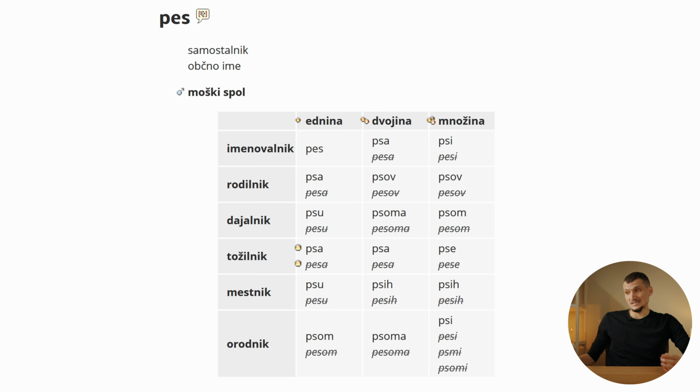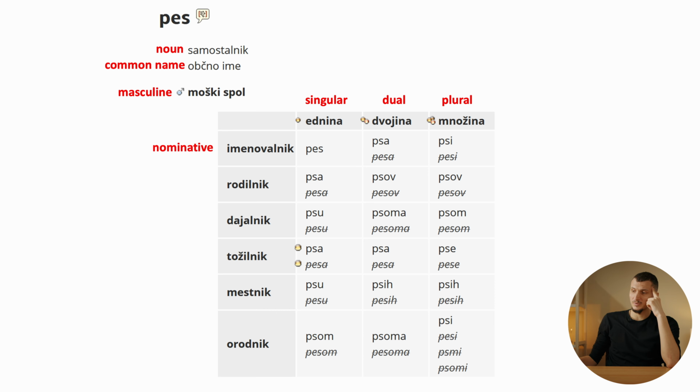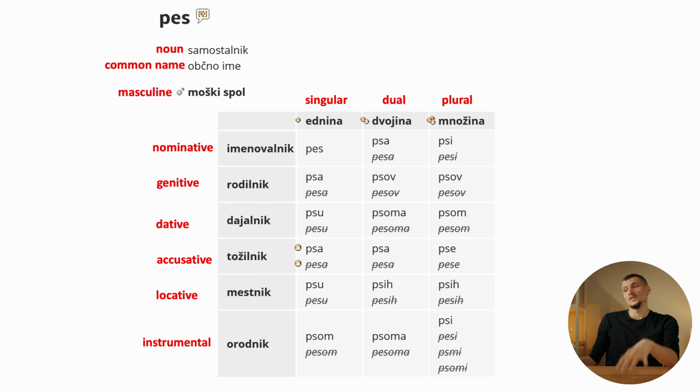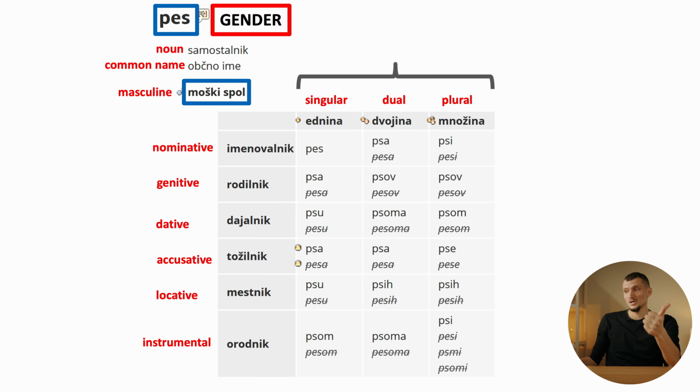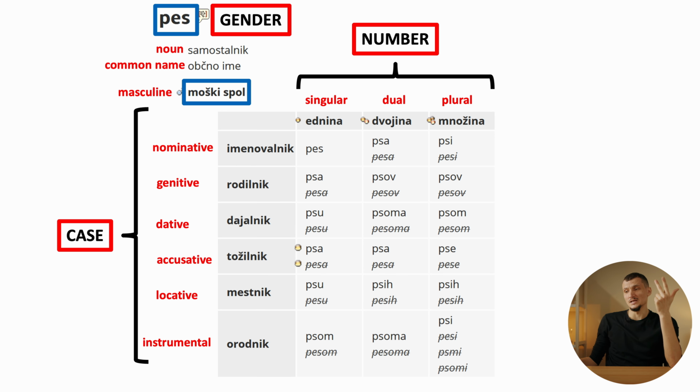So I'm just going to quickly translate all of this. We have noun, samostalnik, and then common name. Moški spol means masculine gender, and then we have the singular, dual, and plural. This is one of our big three. This is number. And then we have the nominative, the genitive, the dative, the accusative, the locative, and the instrumental. Those are our cases, of course. So pus is masculine, that is our gender. It says so also here, moški spol, that is our gender. Here is our number, and here is case. So those are our big three.